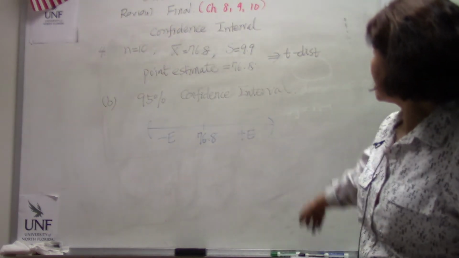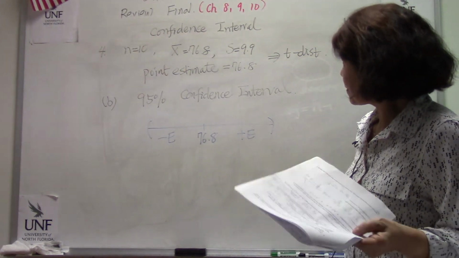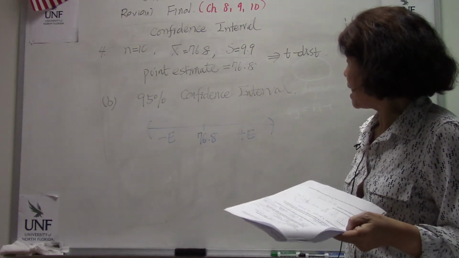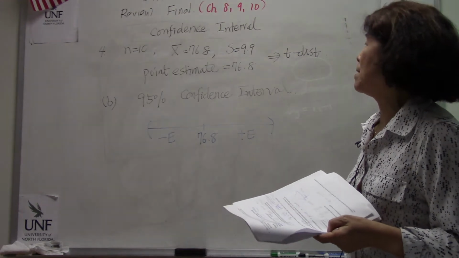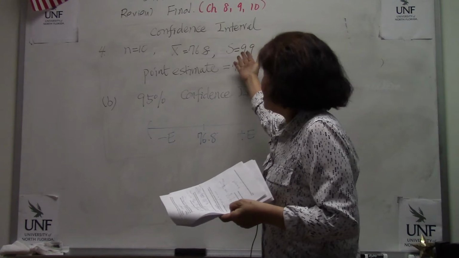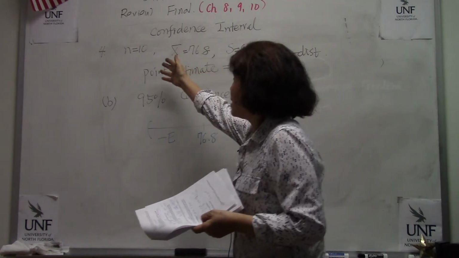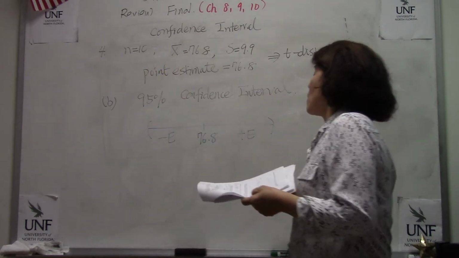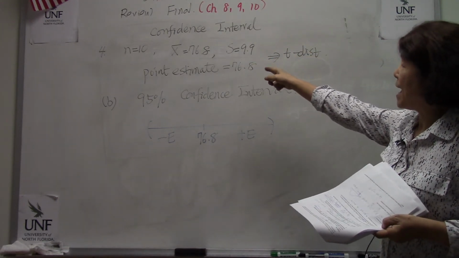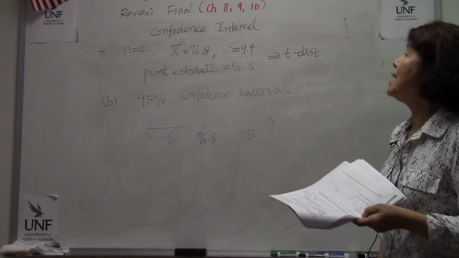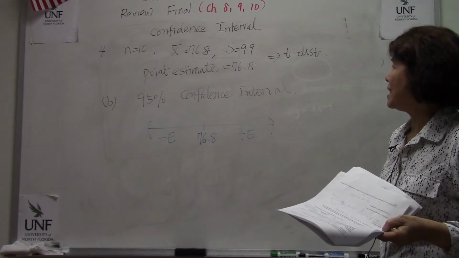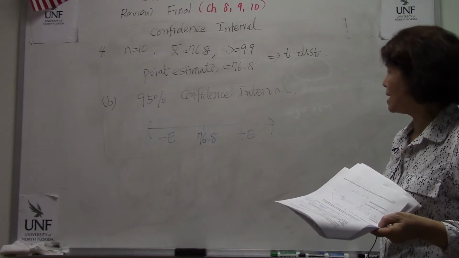Okay, let's redo this problem. You are in a large lecture class, an economics course, and the professor never announced the mean of the most recent exam. Just out of curiosity, you find a sample of 10. You asked around, and you found the sample mean is 76.8 and the standard deviation is 9.9. And you want to construct a 95% confidence interval.